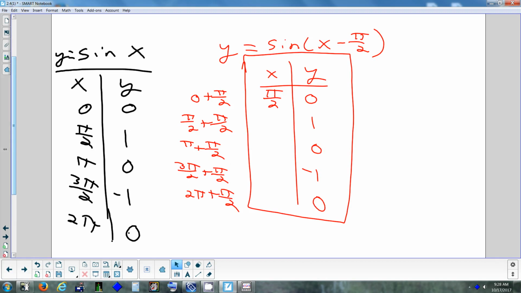Mason, what's pi over 2 plus another pi over 2? So we already have a common denominator, right? So that's good. We don't have to find a common denominator. So we can just add them directly. 2 pi over 2. Okay? So we get 2 pi over 2, which is just pi. Okay, now the next one.